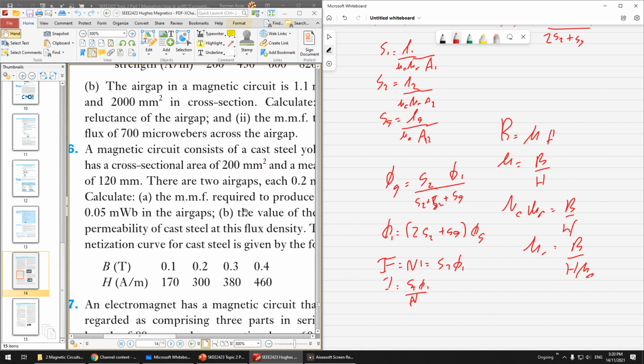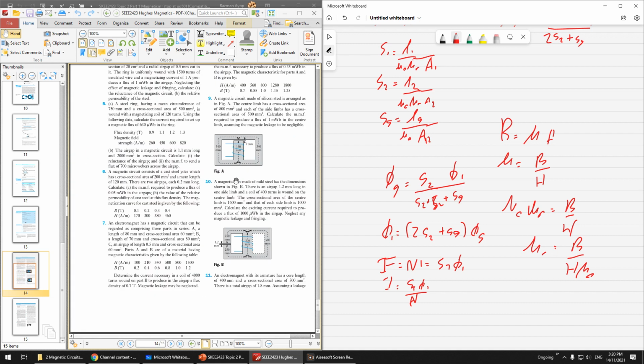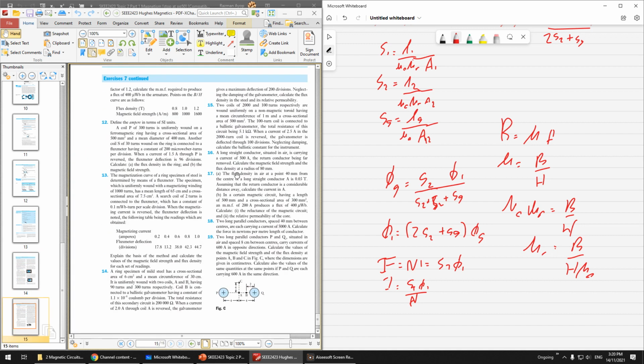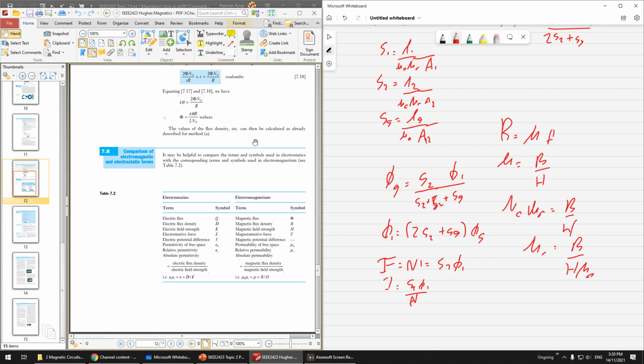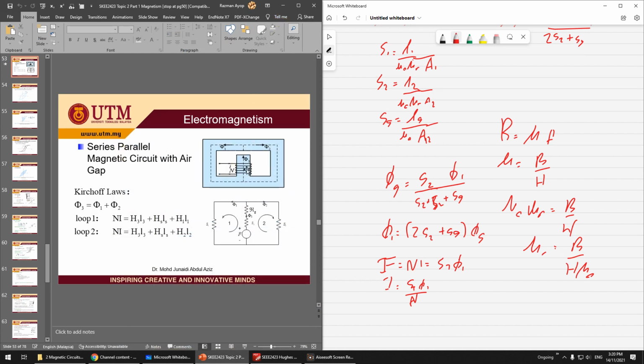You can try answering the textbook. The answer I think is not provided, but it's okay. Just try on your own. Okay, that's it for series parallel magnetic circuit.